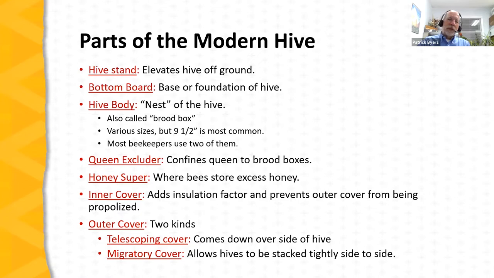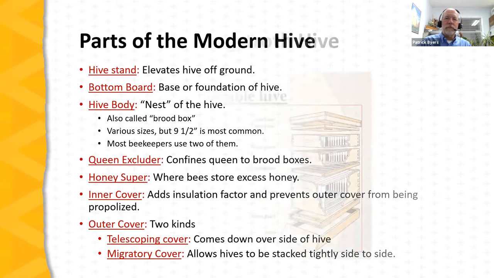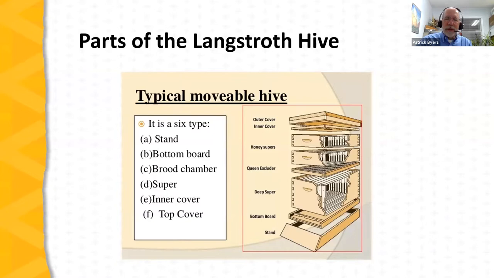And there's two types of outer covers. One is called the telescoping cover. That's what most of us will be using, backyard beekeepers or hobby beekeepers. It comes down over the sides of the hive. Those large-scale beekeepers who are moving hives around, particularly for pollination purposes, have what are called migratory covers. These are flat covers that allow hives to be stacked on top of each other, for example, to load onto a truck to move to a new site. And again, here's a diagram showing the parts of the Langstroth hive. The hive stand, the bottom board, the deep super, the queen excluder, the honey supers, the inner cover, and the outer cover.